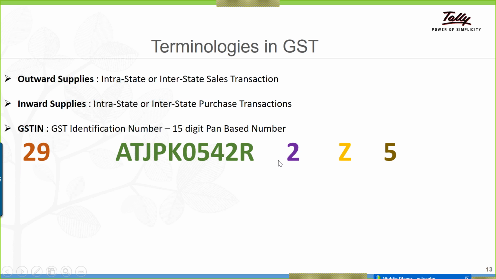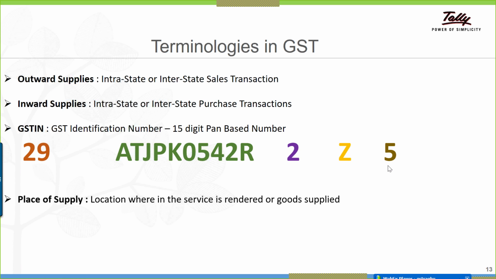If you have one registered company, it is 1. If you have more than one company, nothing but if you are having 2 kinds of registration, one with regard to restaurant, another with regard to automobiles, then if you have 2 entities, it will be 2. And the Z is by default Z. GST cell has not defined anything, and the last one is the checksum error code. So this is how the 15-digit GST number is given to the traders.